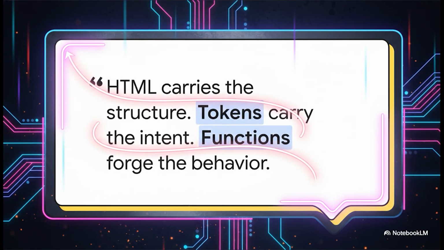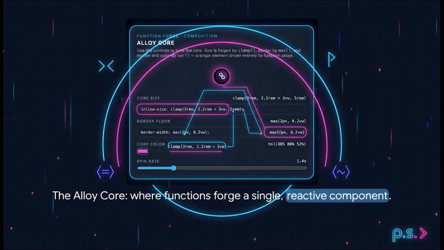And this really brings us to the core philosophy of the Function Forge. Your HTML gives you the skeleton. Your design tokens, stored in variables, they define the intent. But it's these functions that actually forge the dynamic, living behavior of your components. And this is the alloy core, where we see all our tools working together. The overall size is controlled by clamp, which gives us that fluid but contained behavior we want. The border width uses max, so it has a solid floor and never disappears on tiny screens. And of course, you can see var is being used to pull in the core color and the spin rate. This is composition, layering functions to forge a single intelligent component.